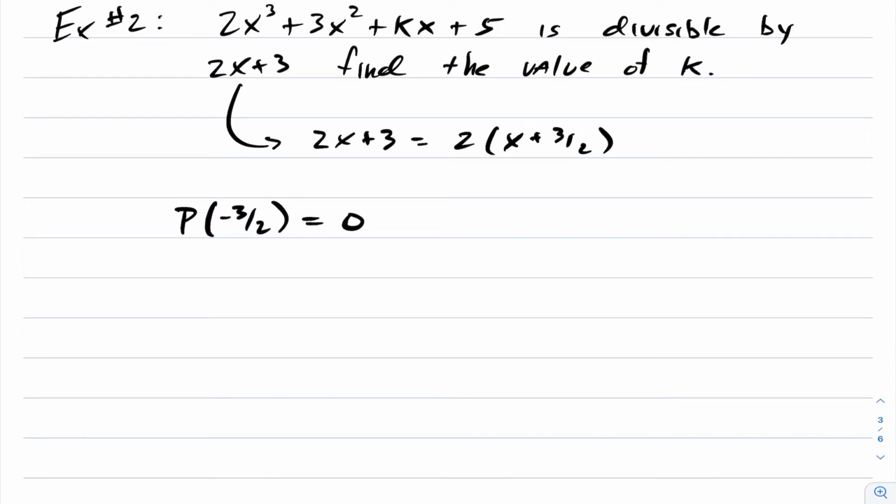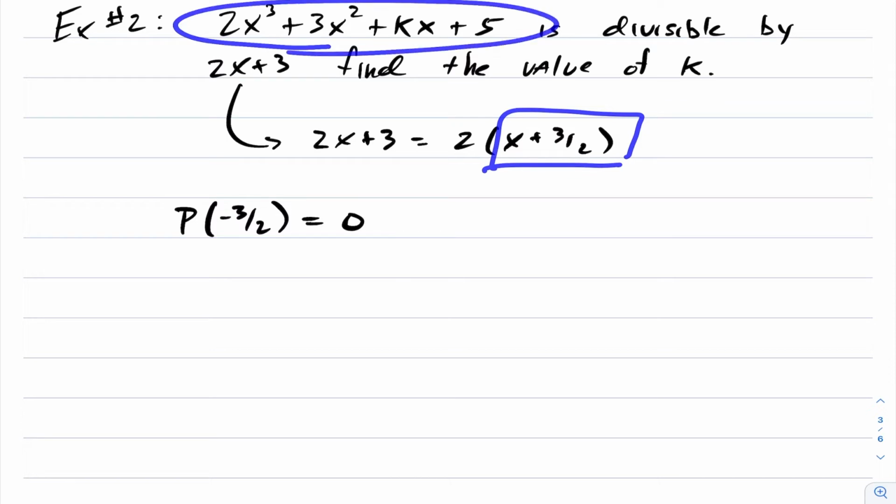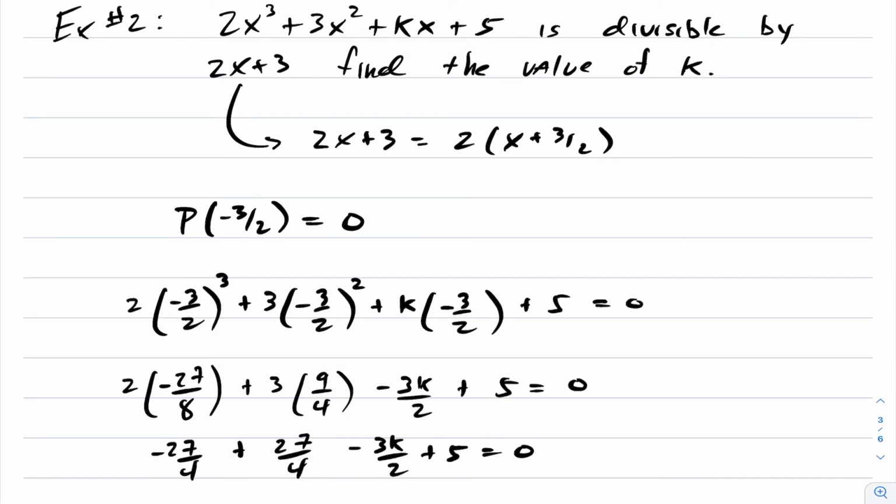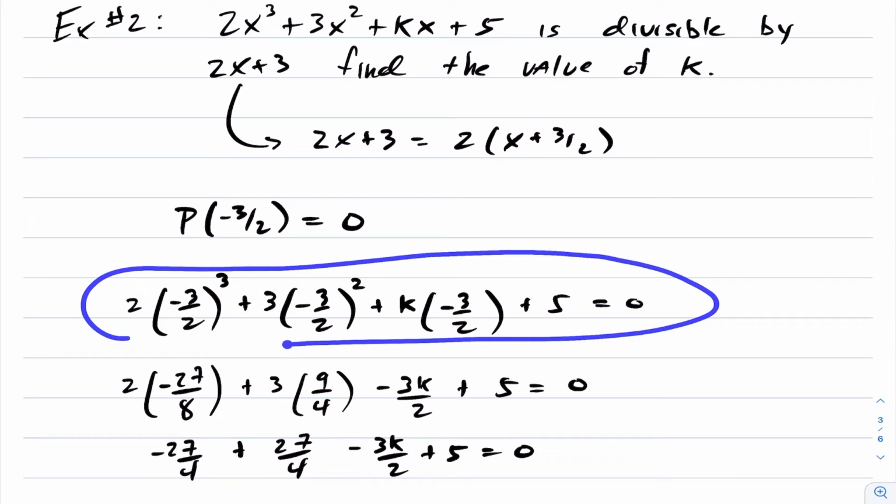Right, so just to make sure that you caught that piece of information, they tell us that 2x plus 3 is a factor. If 2x plus 3 is a factor, then x plus 3 halves is also a factor. So therefore, x plus 3 halves divides this polynomial. So the polynomial at negative 3 halves must be 0, using our remainder theorem. So subbing this in here, we get 2 times negative 3 halves to the power of 3 plus 3 times negative 3 halves squared plus k times negative 3 halves plus 5 is 0.